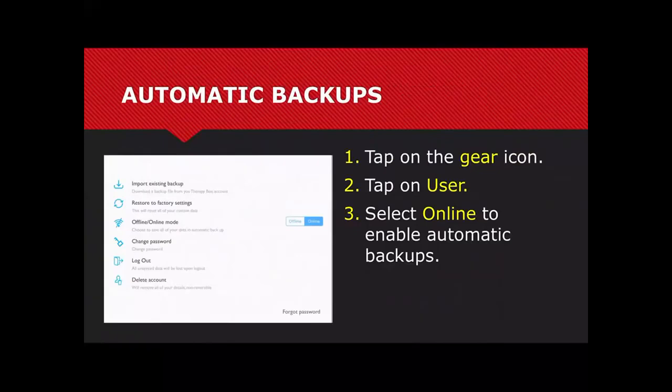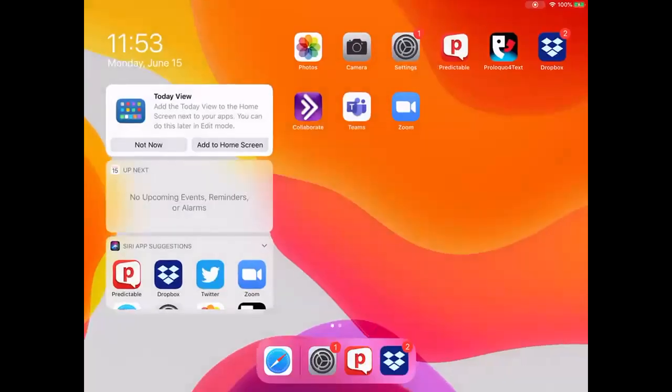So one thing that's really important when using this application is to set up automatic backups. Otherwise, you may be adding stuff and it's not going to be automatically backing up, and then you risk losing your new content. So in your predictable application, you want to click on the gear icon, tap on user, and then select online to enable the automatic backups. So I'll show you that.